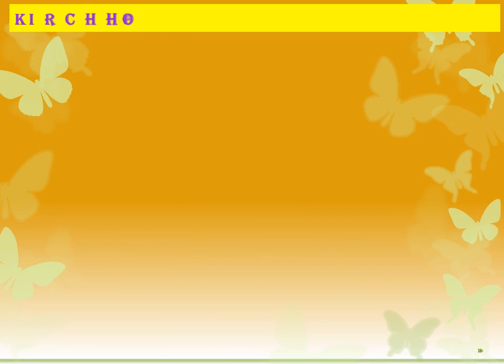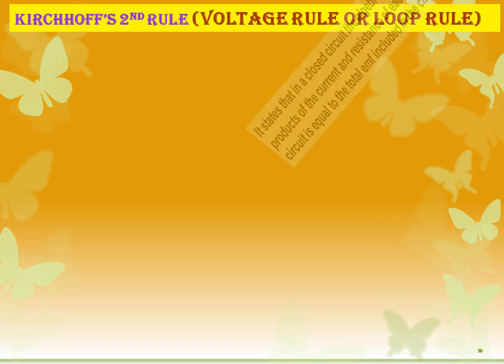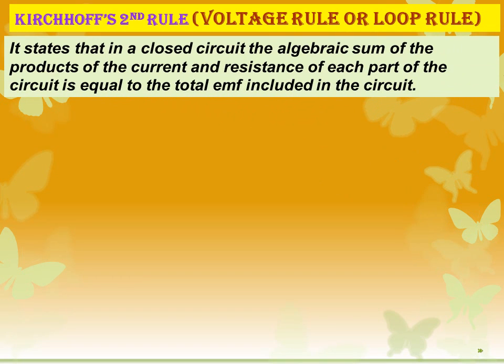Now let's see Kirchhoff's second rule. It is called the voltage rule or loop rule. It states that in a closed circuit, the algebraic sum of the products of the current and resistance of each part of the circuit is equal to the total EMF included in the circuit.